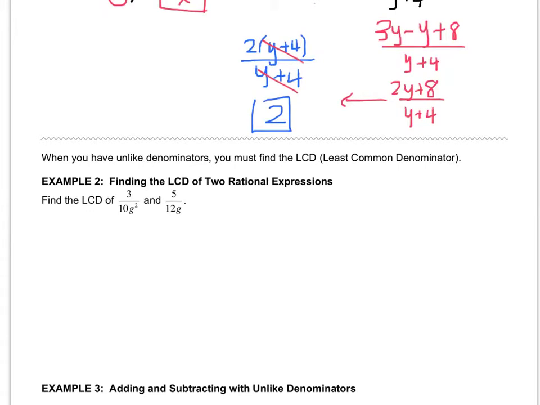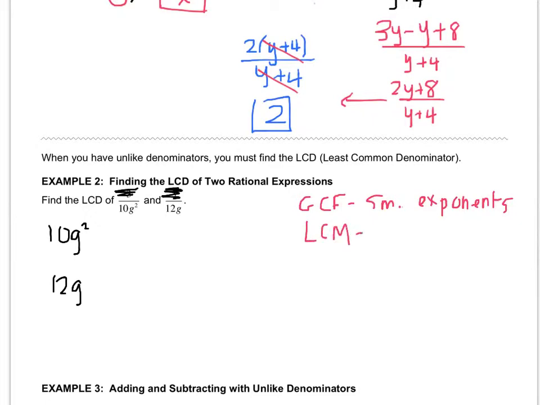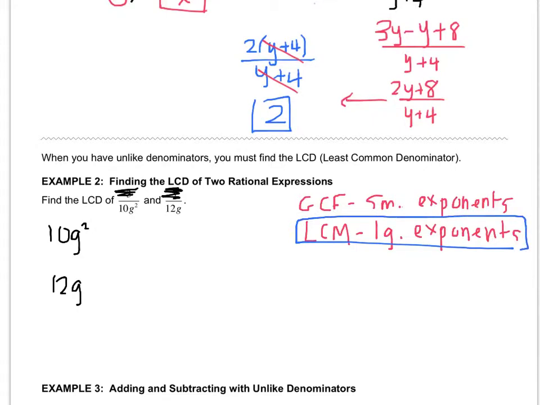When you have unlike denominators, I mentioned earlier, you have to do a little bit of work to get the common denominator. So let's forget about the numerators, and let's just look at the denominators. I've got 10g squared and 12g. So remember a long time ago, I told you that the GCF uses the smallest exponent. I think that was chapter 7. Well, the LCM, or the LCD, uses the largest exponent. So we're going to use this idea to help us with the common denominator.